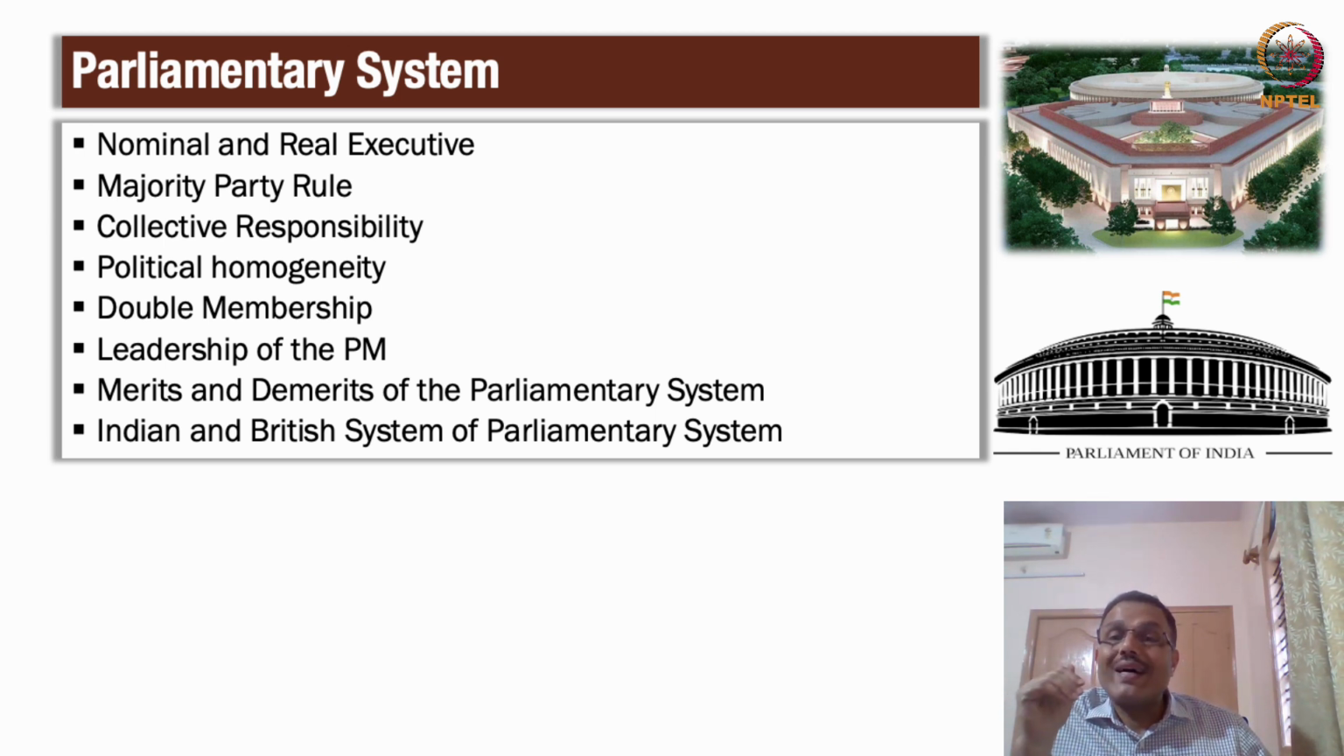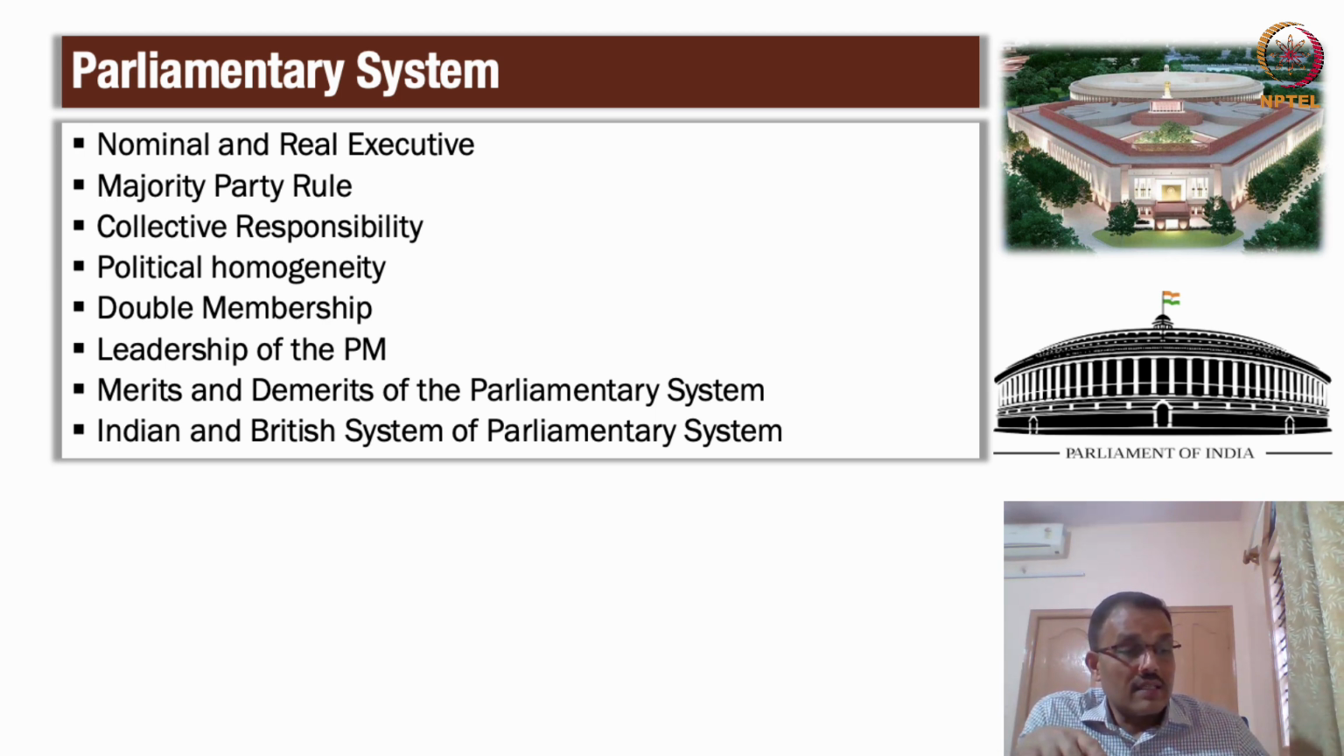So he is the one who actually takes real, tangible decisions, as the case may be. So the features of the parliamentary system are the following. First and foremost is that the president is a nominal executive. Please note it down. So that is in India. He is not the real executive. Please note it down. The real executive is the prime minister.